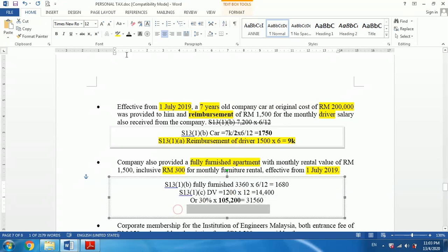Of course, it's 14,400. But I can't take this 14,400 into taxables of 13(1)(c), for the reason that this 14,400 defined value is based on a yearly basis. But this company house apartment was only given effective from July. So remember, the lowest figure that you plug in must be times 6 divided by 12 because it's effective from July only. So you end up with your section 13(1)(c) being 7,200.